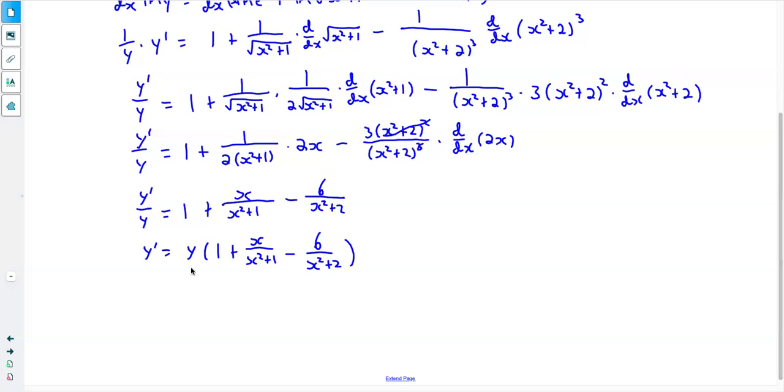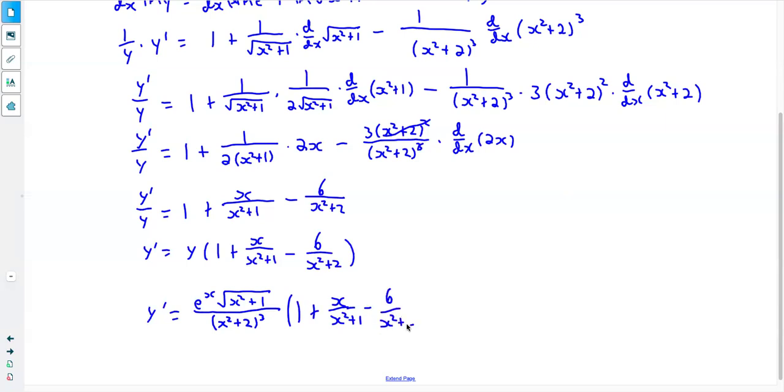And then we'll substitute our equation for y in. So we've got y prime is equal to e to the x times the square root of x squared plus 1 over x squared plus 2 cubed times 1 plus x over x squared plus 1 minus 6 over x squared plus 2. And that's what our derivative is.